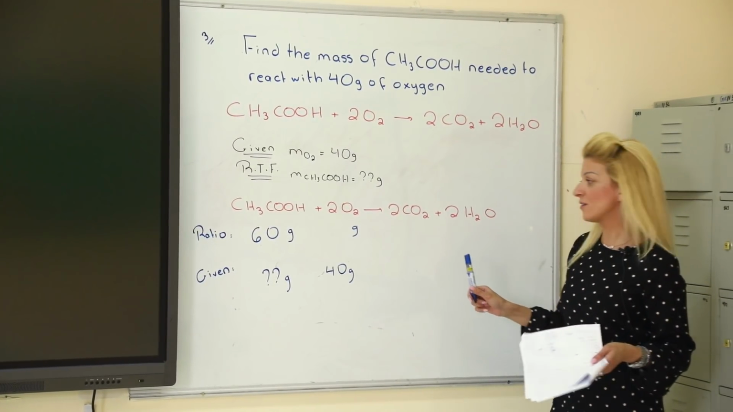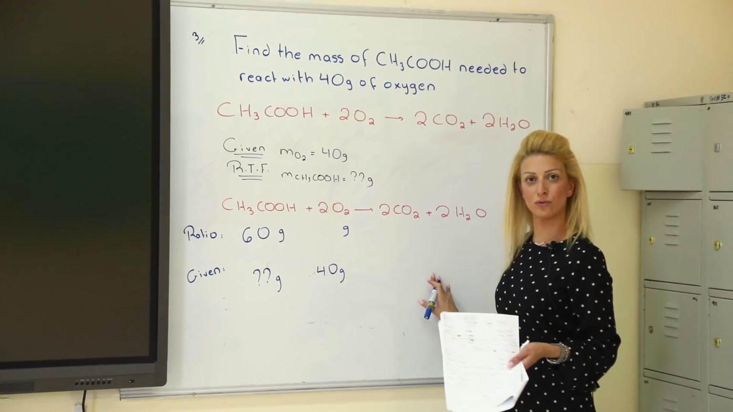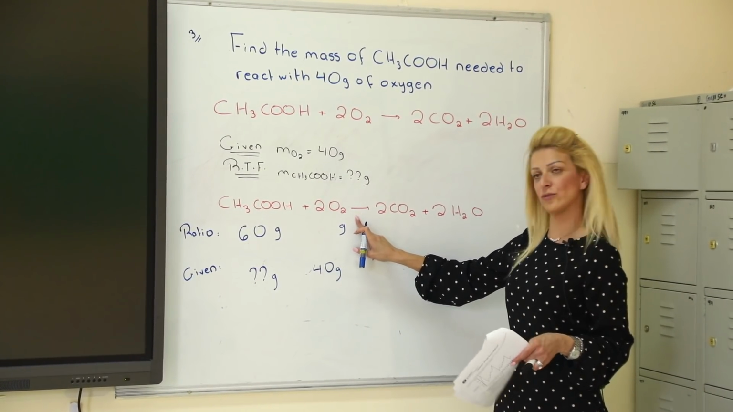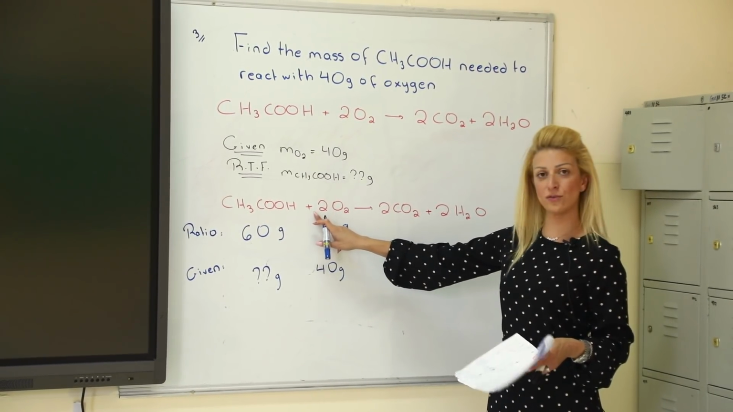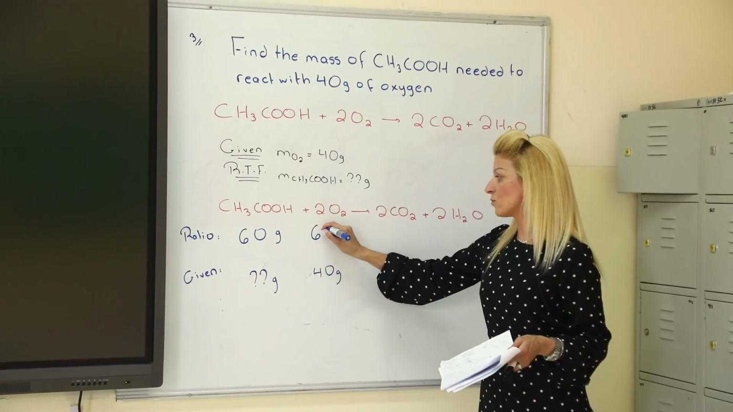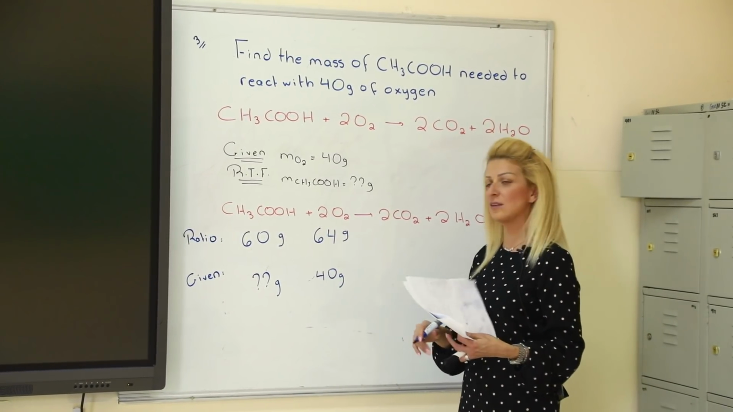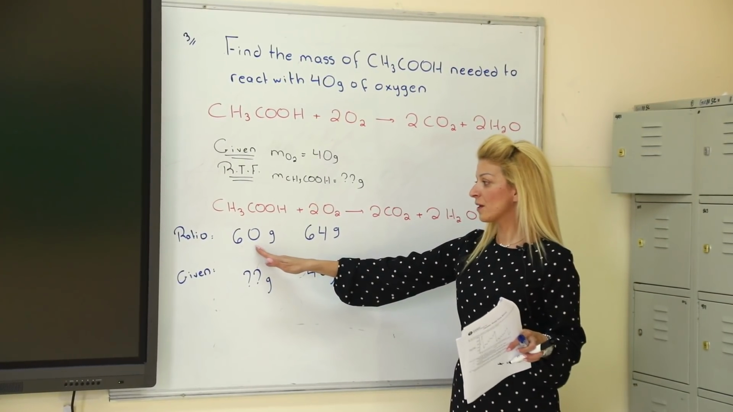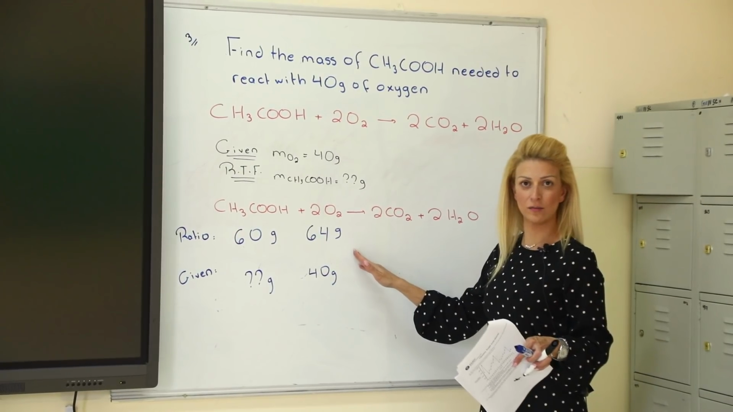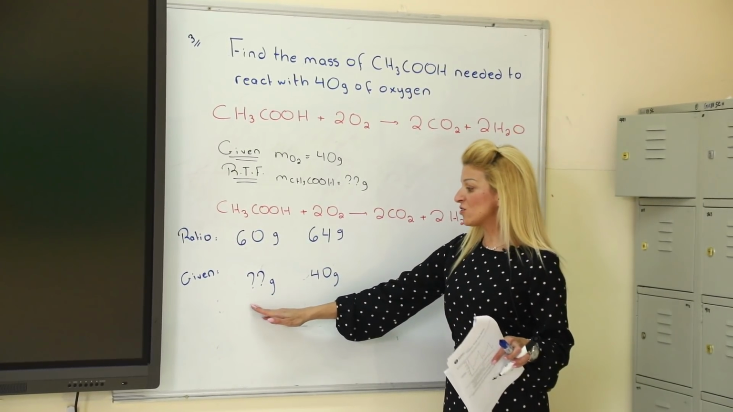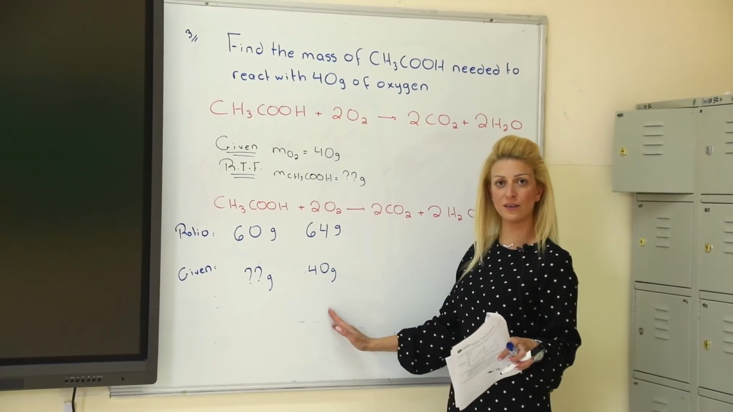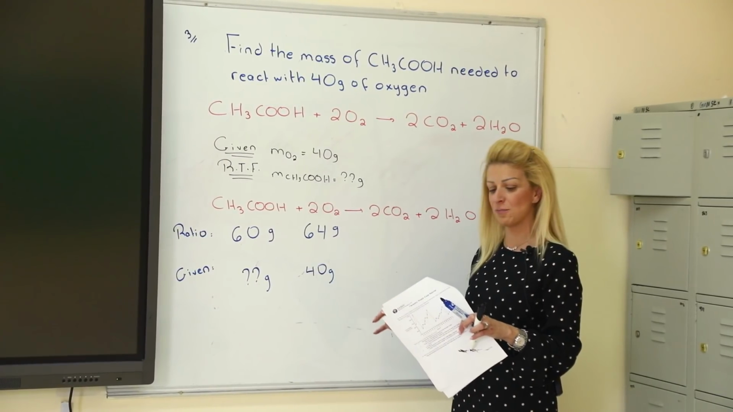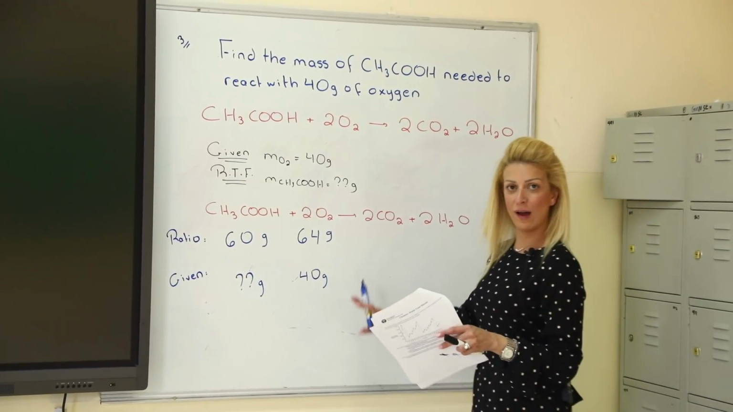We go to the oxygen in the equation. There are 2 O2s. Each O has a mass of 16. So 16 times 2 is 32, times 2, 64. So 2 O2s has a mass of 64 grams. So from our equation, 60 grams reacts with 64 grams of oxygen. The question is, how many grams will react with 40 grams of oxygen?